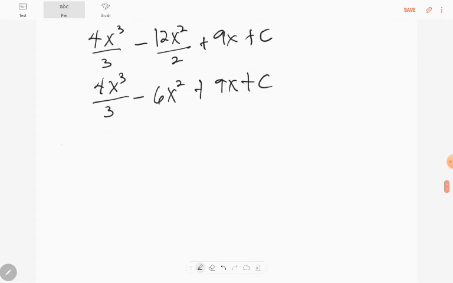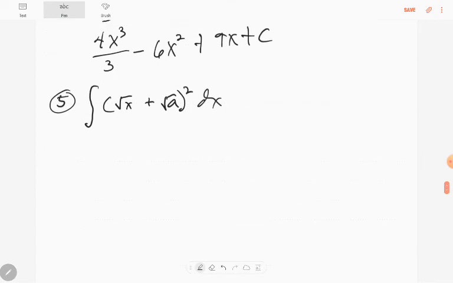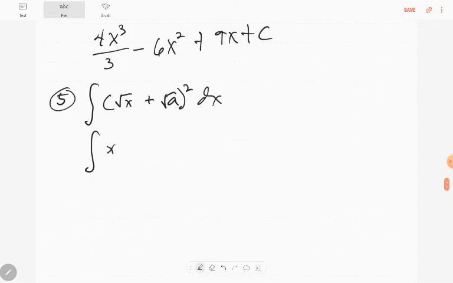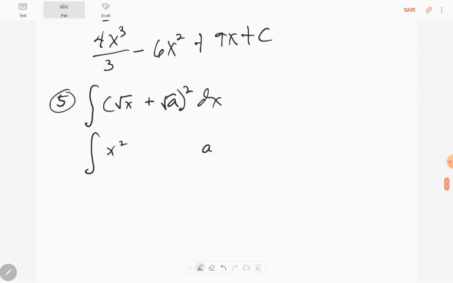Okay, then the last item, number 5, integral of the square root of x plus square root of a squared dx. Again, it's a square of a binomial. Square the first term, that gives you x. Square the last term, that is a. Multiply the first and the second, that's square root of ax times 2 is 2 square root of ax. Both are plus. Oh, this one is x only, dx.